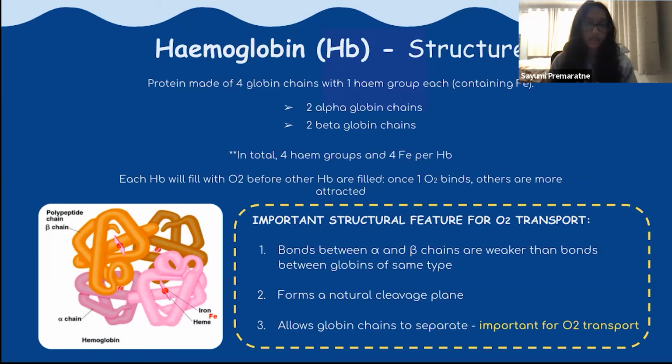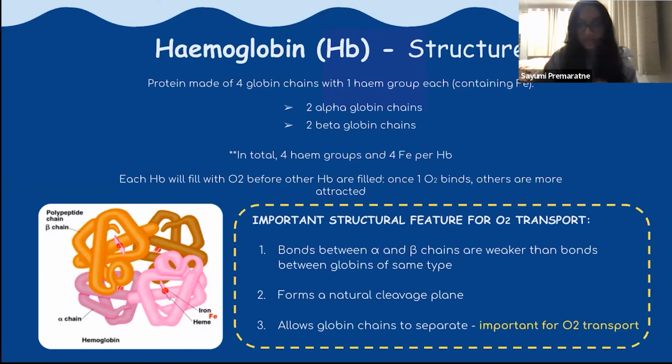What's very important about the structure is that it allows it to fulfill its function of transporting oxygen. I put in a little box down the bottom that the bonds that happen between an alpha and a beta are a lot weaker than the bonds between chains of the same type. That kind of makes a little door so that your hemoglobin can change shape and make it easier for more oxygens to bond to it.